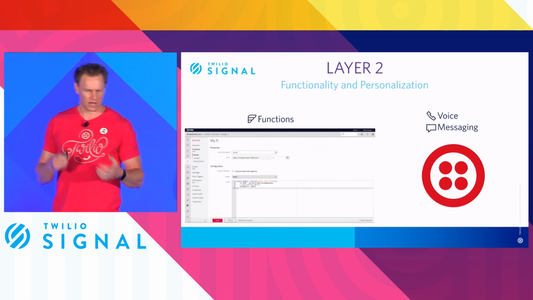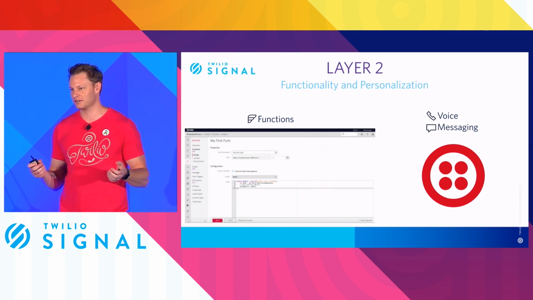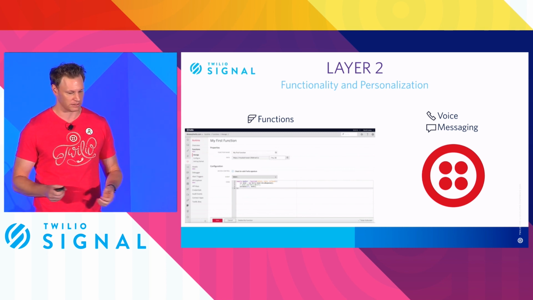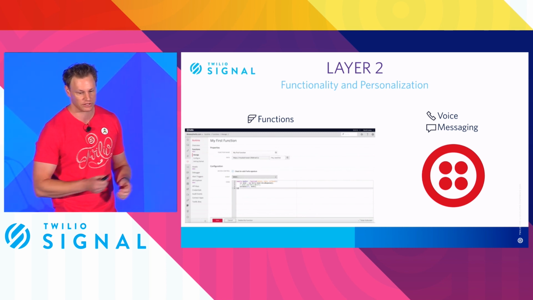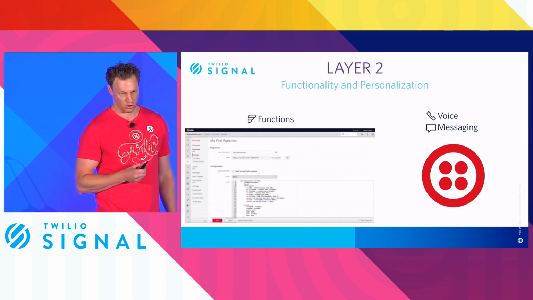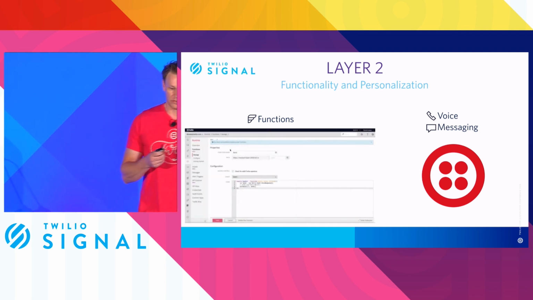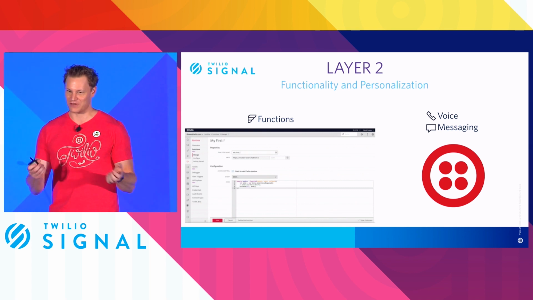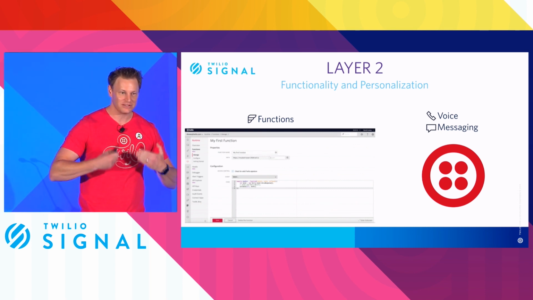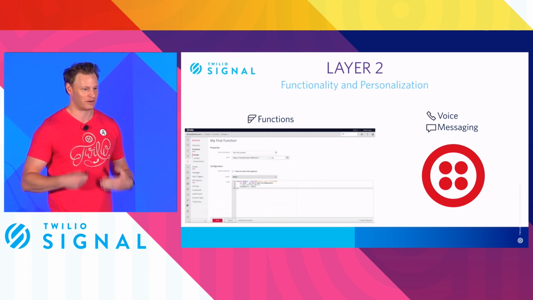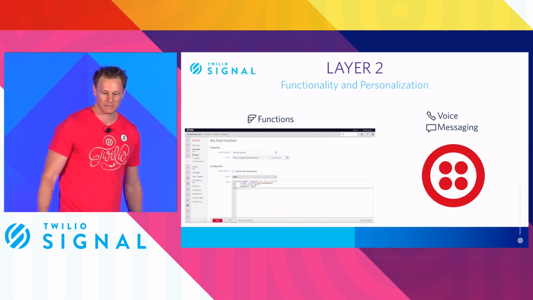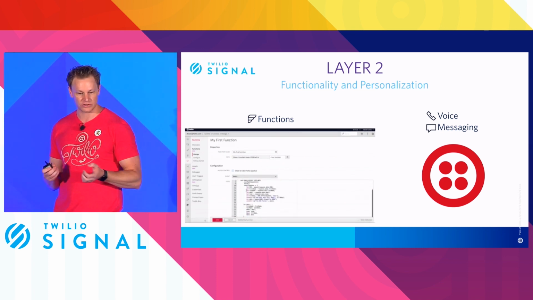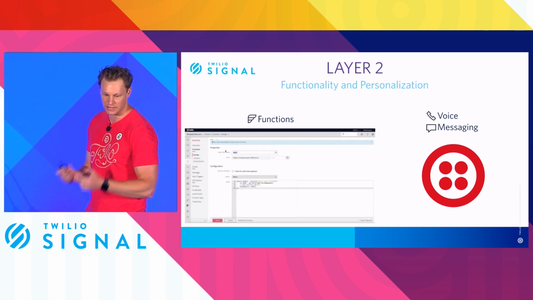Functions really act as a gateway for us to do some specific things and personalize the experience. Things like sending an authorization code, and verifying that authorization code is in fact the correct code. We're doing that inside of Studio, inside of the IVR, using a function. We're also dipping into our system of records and getting personalized customer data to use in this IVR.